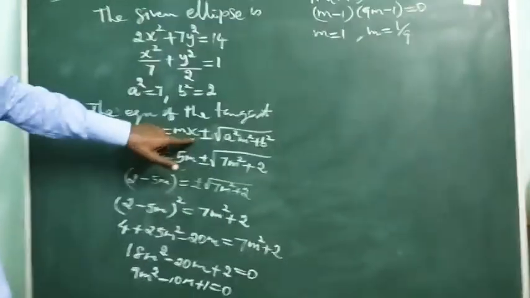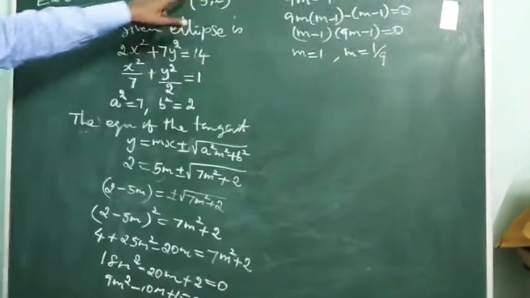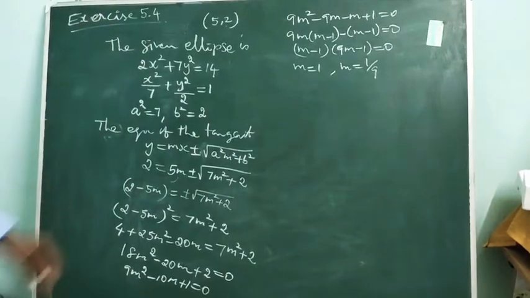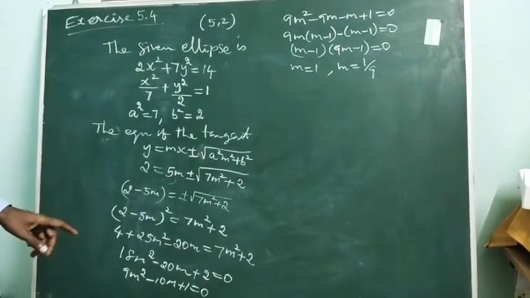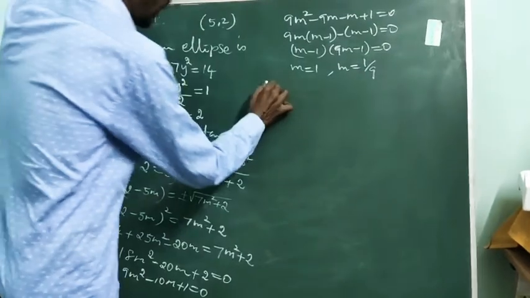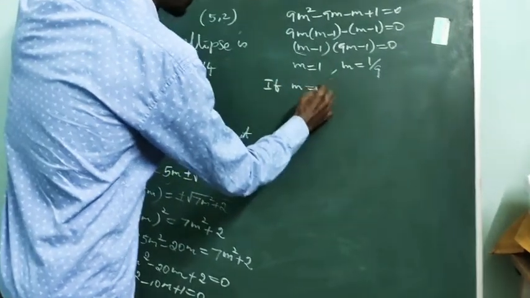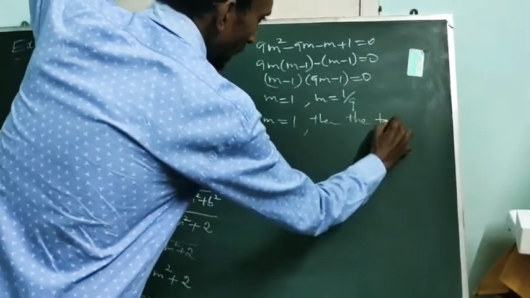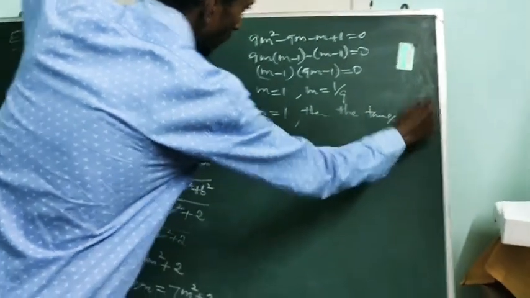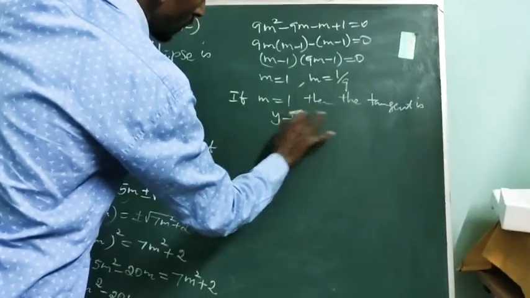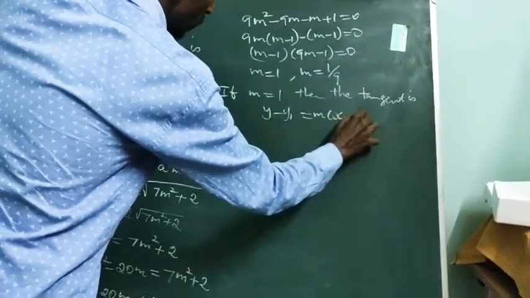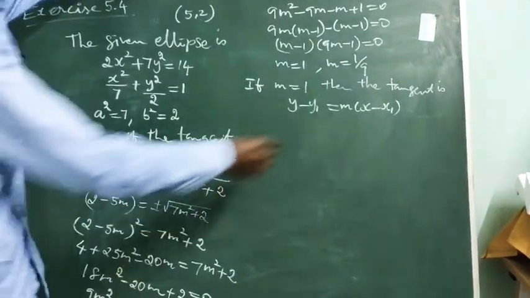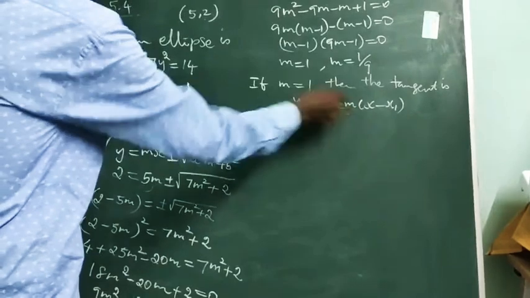Among the four tangents, we have to check which are passing through this point (5, 2). That is a difficult process. It takes time. That's why to get the answer directly, use the formula. If m equal to 1 first, then the tangent is, use the formula y minus y1 equal to m into x minus x1, ordinary straight line, slope point form. So put x1, y1 is 5 comma 2.